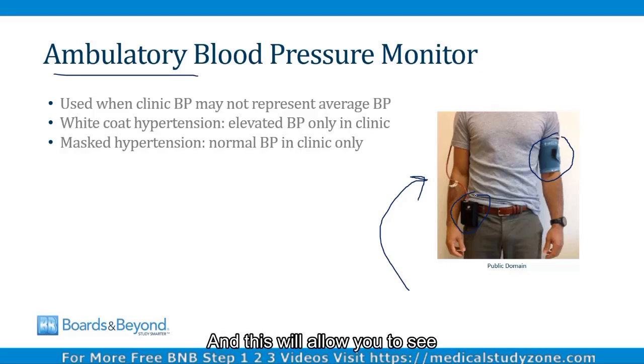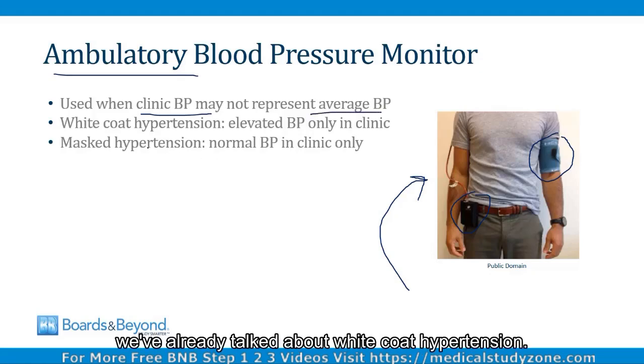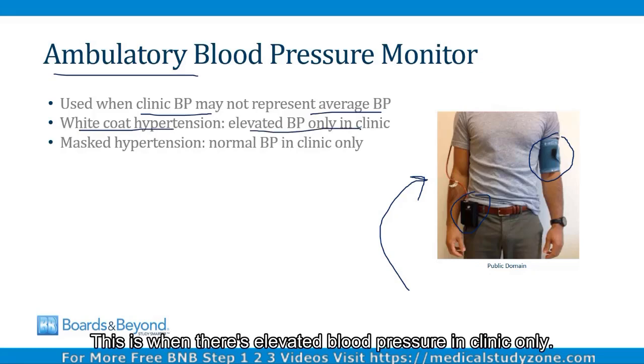And this will allow you to see what the blood pressure is doing on average over the course of the day. And this can be useful in a number of situations. We especially like to use this when the clinic blood pressure may not represent the average blood pressure for any reason. So for example, we've already talked about white coat hypertension. This is when there's elevated blood pressure in clinic only.